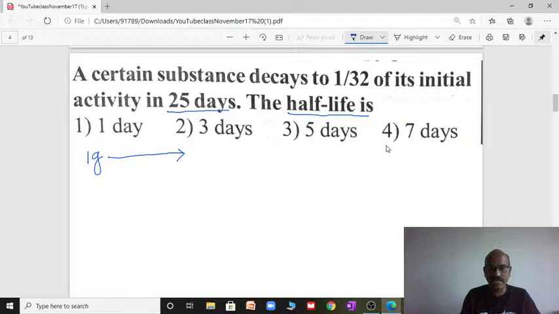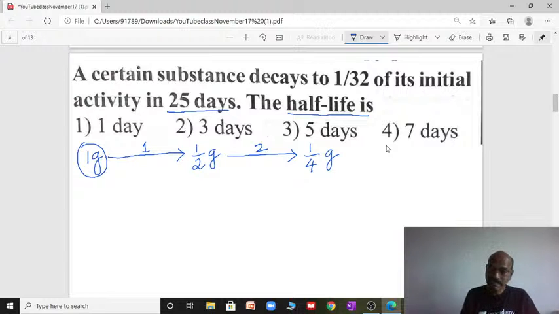That is the half-life period. So in the first half-life, this 1 gram of radioactive substance becomes 1 by 2 gram, right? For the first half-life, half of its original atoms disintegrate. Now after the second half-life, this 1 by 2 gram becomes 1 by 4 gram, right?